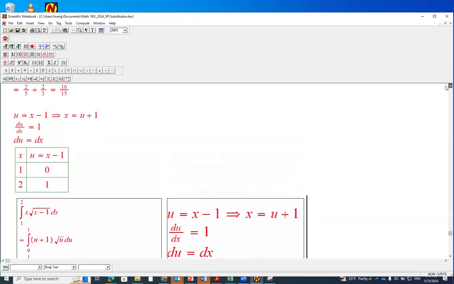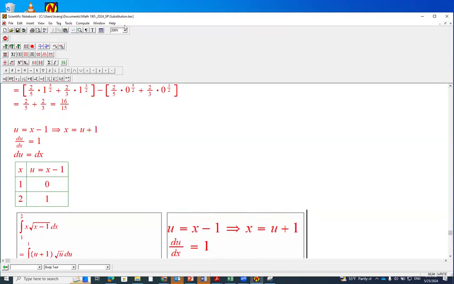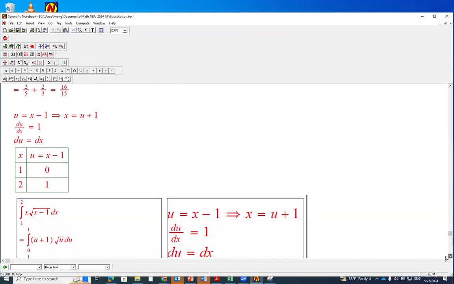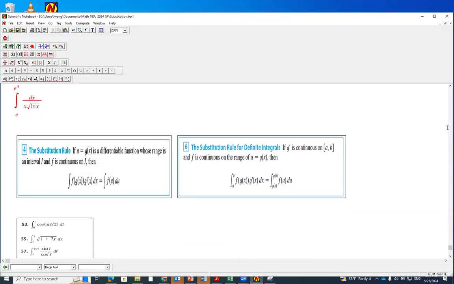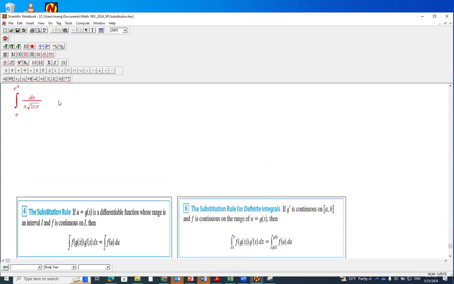So that's the third example, and I'm going to do the last one, and then we're going to close this lesson. This one is related to, actually, we haven't done anything. The first one is a trig function. Maybe we do another trig function, but now let's do this logarithm.